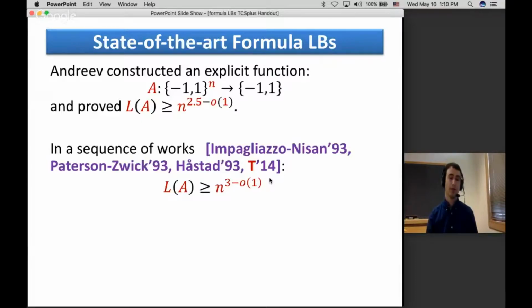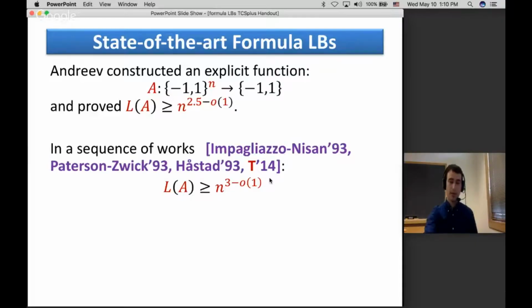Can we have some problem in NP with exponential formula size? And the state of the art that we have here is only n cubed. And this is really something that we need to do before we show that NP does not have polynomial size circuits, because formulas are a more restricted model. And we first need to prove that NP does not have polynomial size formulas.